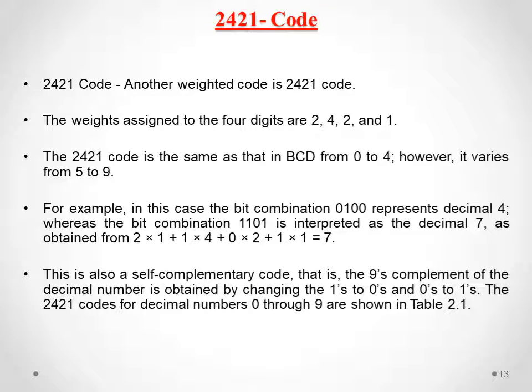2421 is another weighted code. The weights assigned for the 4 bits are 2, 4, 2 and 1. The 2421 code is the same as BCD for the 0 to 4 combinations and it is different for the 5 to 9 combinations. It's a self-complementary code.